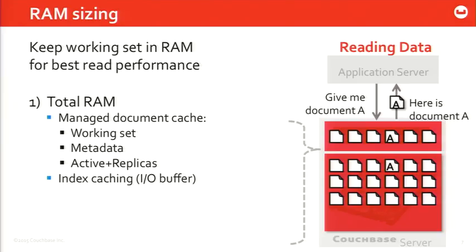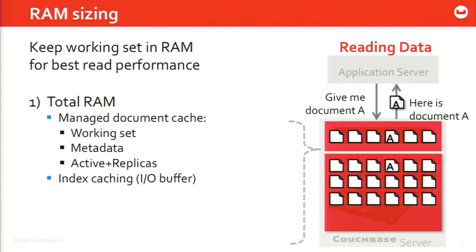RAM sizing, the most important part of this is to keep your working set in RAM. And the overall RAM that you're going to need is made up of the managed document cache that's based upon memcached within each node of Couchbase. And that is the metadata, that is the working set, some associated metadata, and you want to keep in mind that both the active and the replicas should have sufficient RAM so that if you have a failure, you're not reading all of the replica data from disk. There's a little bit of nuance here across different versions.